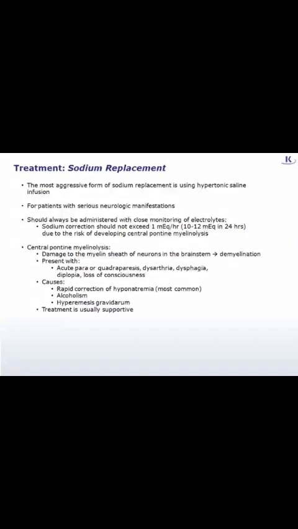Rapid correction of hyponatremia is the most common cause of central pontine myelinolysis. Other causes include alcoholism and hyperemesis gravidarum. Treatment is usually supportive. Demeclocycline, a tetracycline antibiotic that has anti-vasopressin properties, can be used in cases requiring urgent treatment.